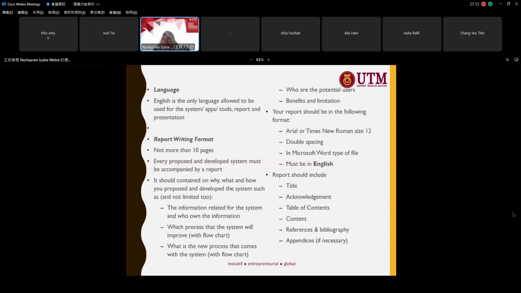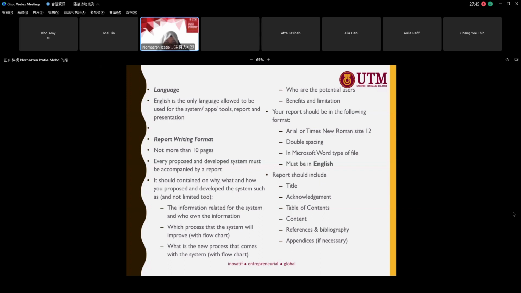Okay, for the reporting and the system, the language that you need to use is English. For the report writing, the report must not exceed 10 pages. And if you need to exceed it because you have a lot of appendix or information, then you may show it to me, because I need to get the approval from the Prof. Kirun.